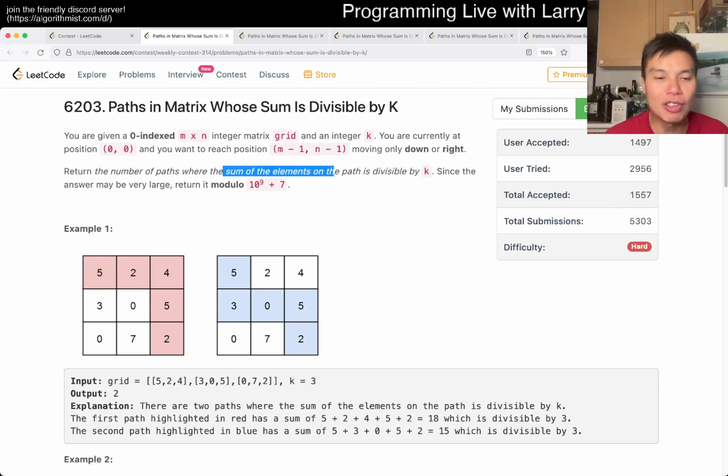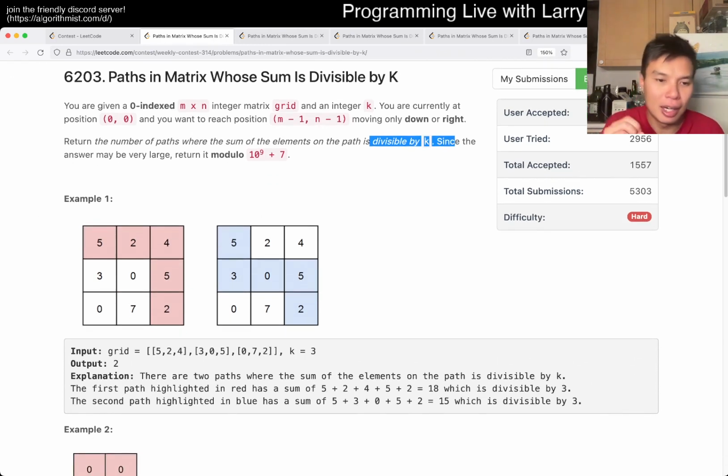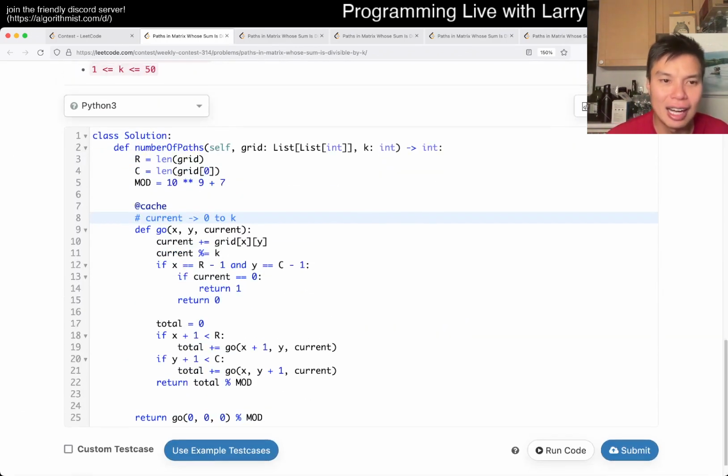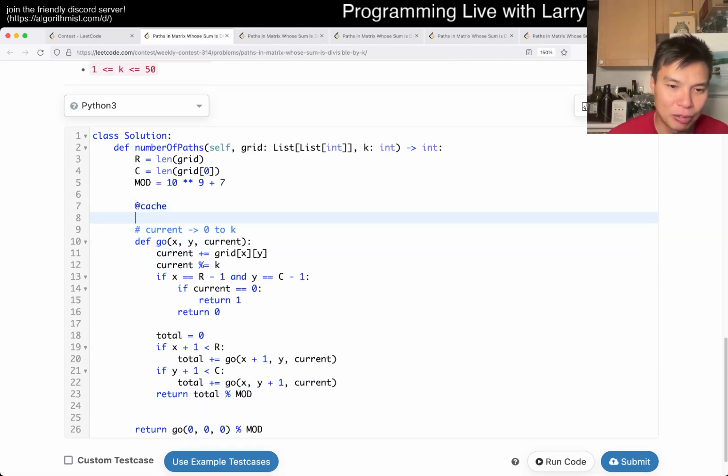But the sum of the elements, you don't have to actually store the sum of the elements, but only the remainder divided by K, which is mod K, right? And the reason is because, let's say K is 10, if you have 1 or 11 or 21 or 31, dot dot dot, it's all the same, because if you have a 9, that's how you get it back to divisible by K. That's generally the idea. And basically that's pretty much it. You can see what I'm doing here: I add the current to the grid value, I mod it by K.